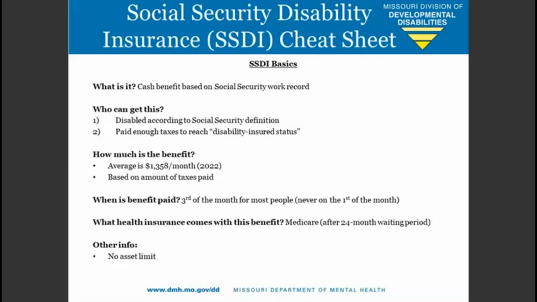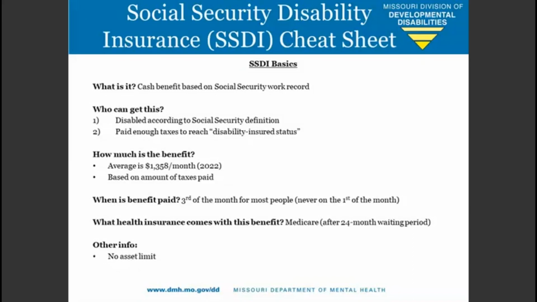And now I'm going to let Jen tackle SSDI. All right. So again, remember, we're just recapping what we've already gone over a lot already. And first of all, what is SSDI? It's a cash benefit based on Social Security work record. So that's the key. It has to be based on someone's work record.